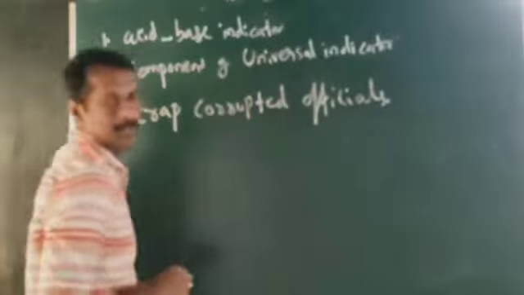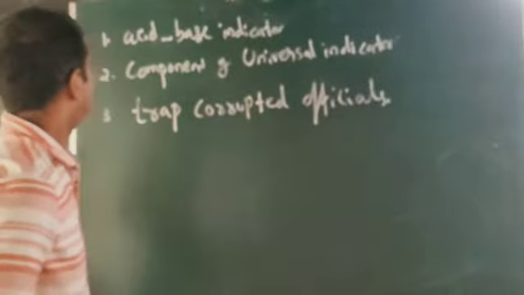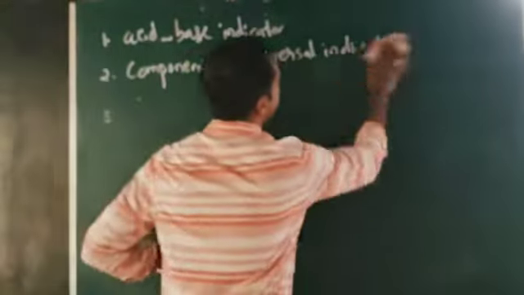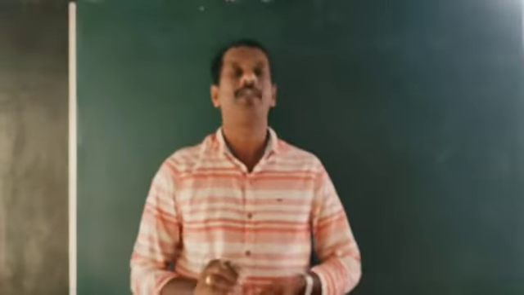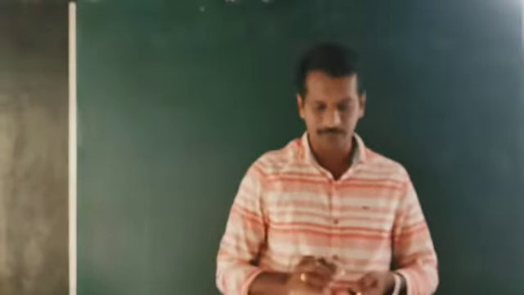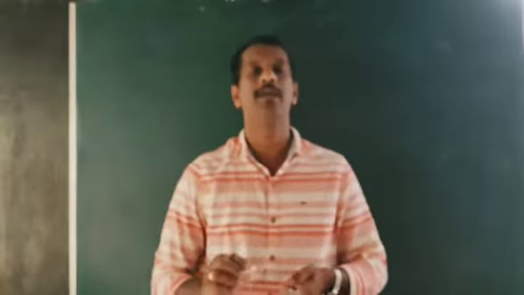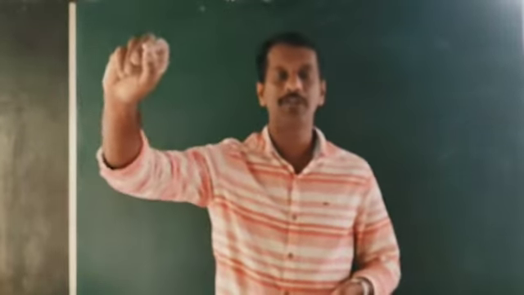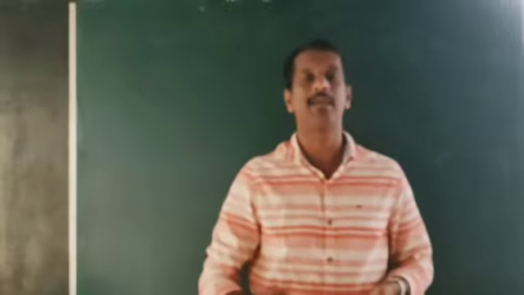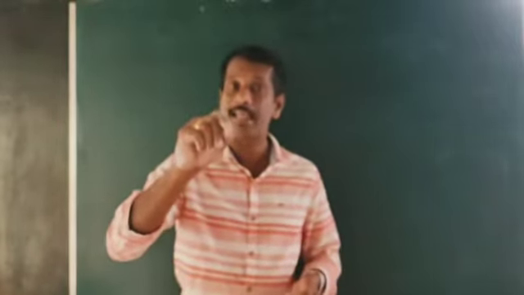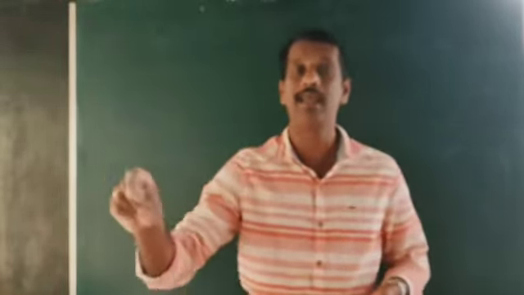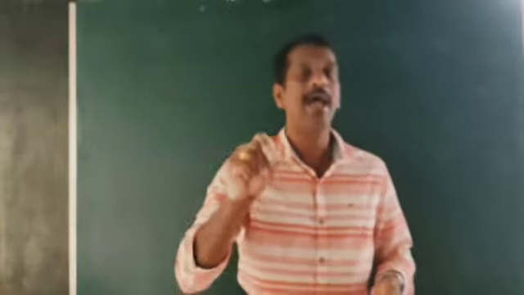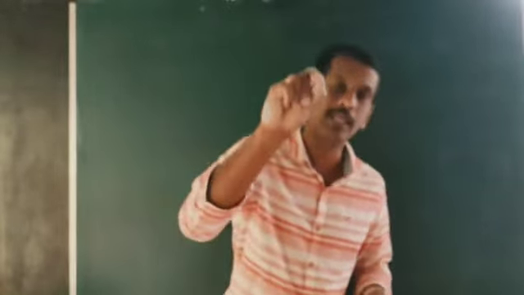Okay, I think it is clear to you. Uses of phenolphthalein. Next is color change in phenolphthalein. When we use phenolphthalein as an acid-base indicator, we know that phenolphthalein is pink in color in alkaline medium, and it is colorless in acidic medium.